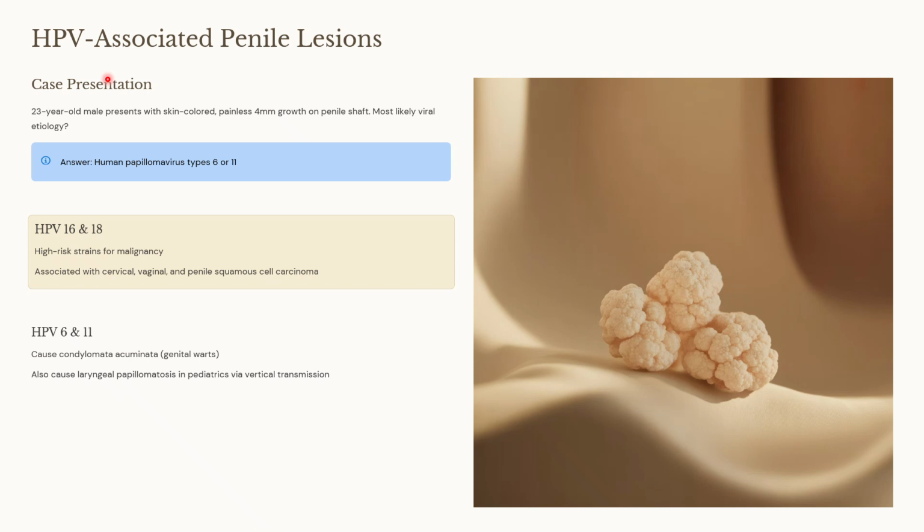Now, what is the organism which causes the warts? In human papilloma virus, there are four important strains. HPV 6 and 11 will cause condylomata acuminata, also known as genital warts. They are also responsible for laryngeal papillomatosis in newborns. Why? This is because of direct vertical transmission from the genitals to the vocal cords during birth. What about human papilloma virus 16 and 18? They are the ones responsible for malignancy, associated with cervical malignancy, vaginal malignancy, or penile squamous cell carcinoma.